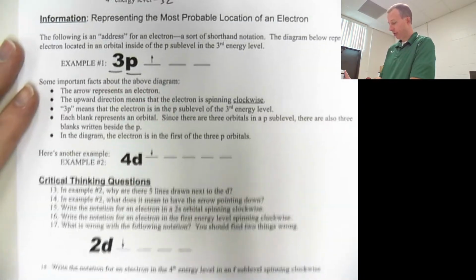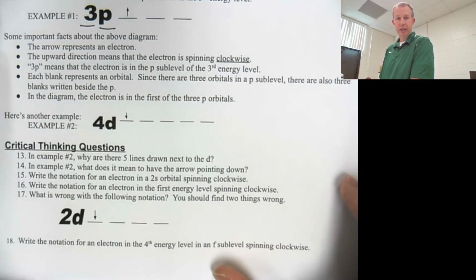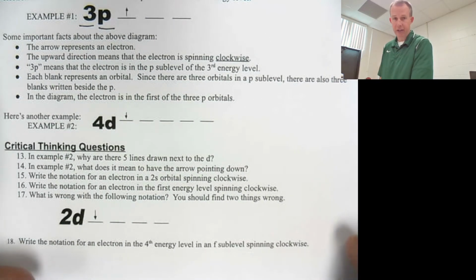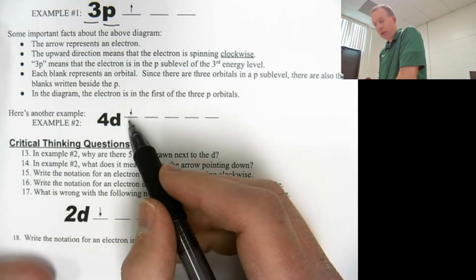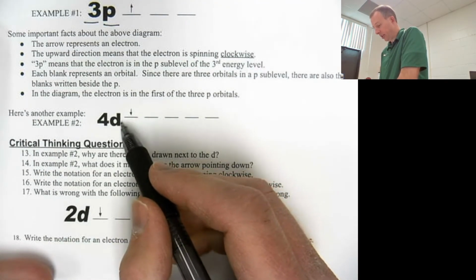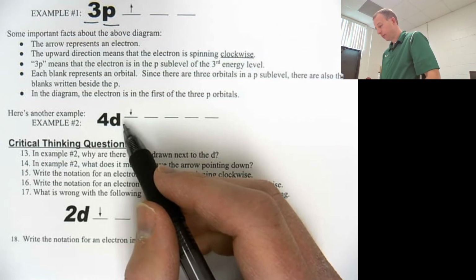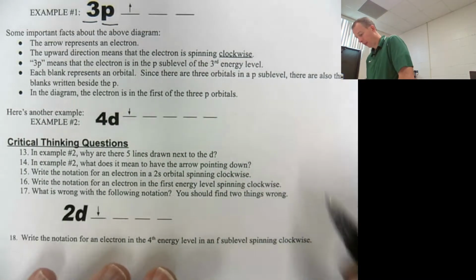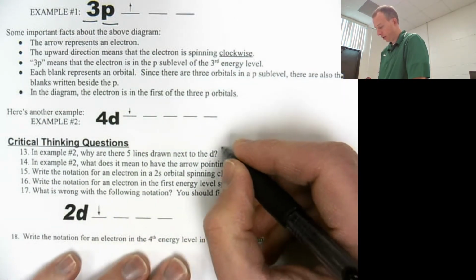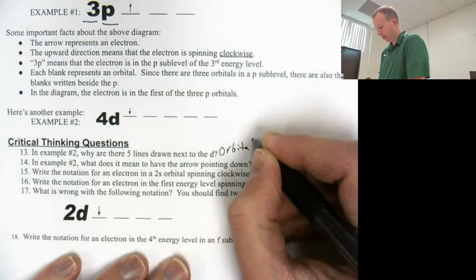So let's go to the questions here. It says, in example 2, why are there 5 lines drawn next to D? I'm just going to be saying this. I'm not going to actually write it. So there are 5 lines, because like we said, the D sublevel has 5 orbitals. Each line is an orbital. So I can write orbitals. The answer key has more detail.